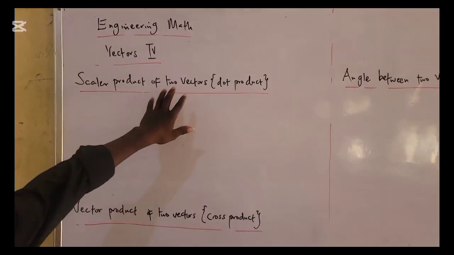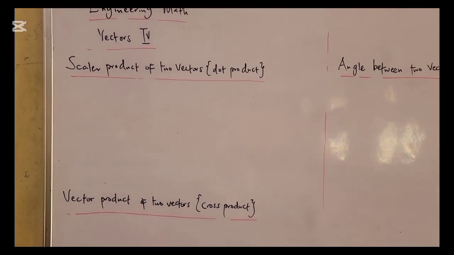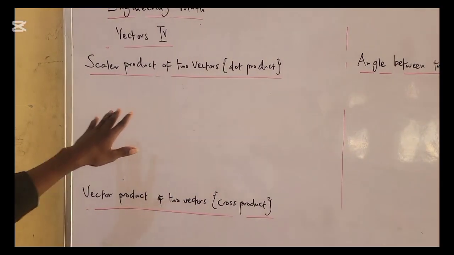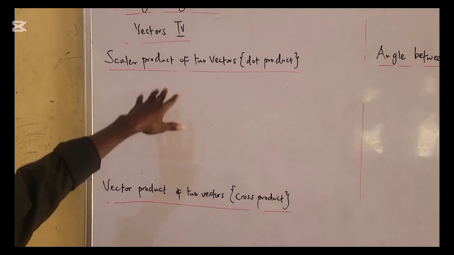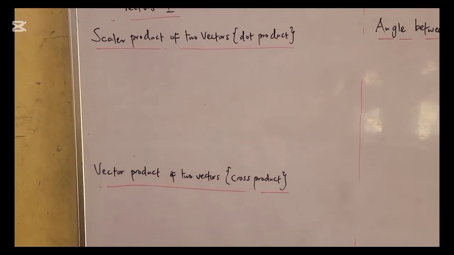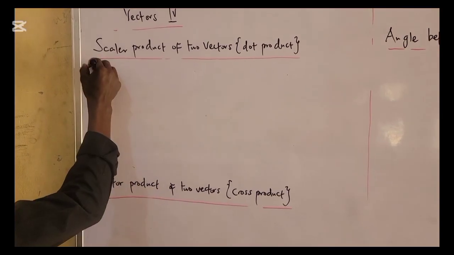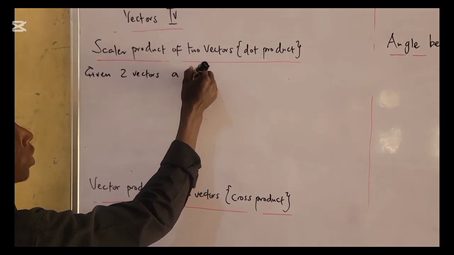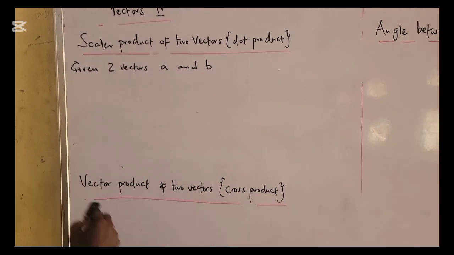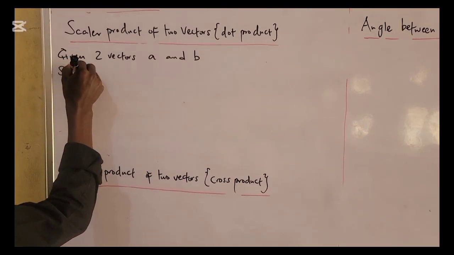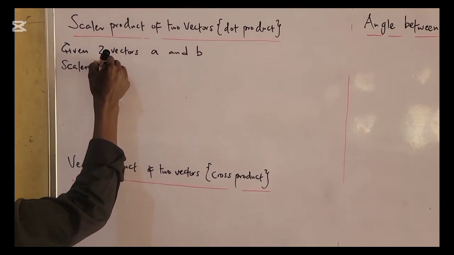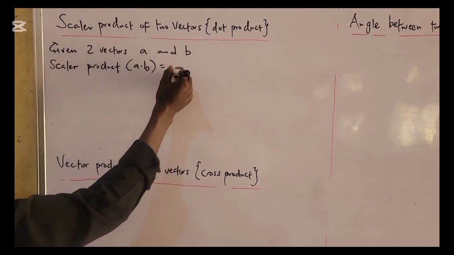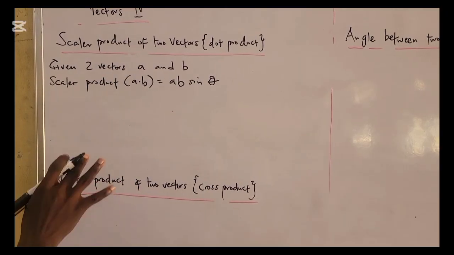Now, for the scalar product of two vectors, you'll be given two vectors A and B. When you are asked to look for the scalar product, you use the dot product, and that will be A dot B. The scalar product will be represented as A dot B. That is when they are without the unit vectors.